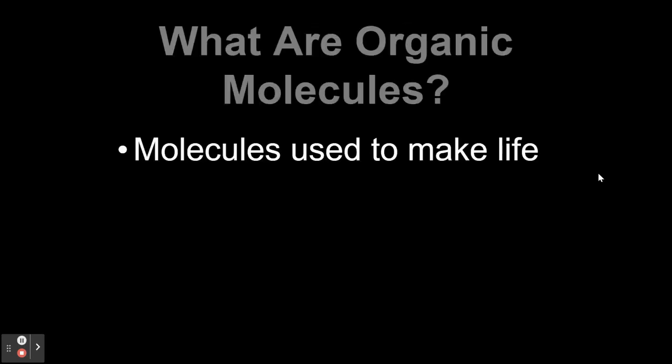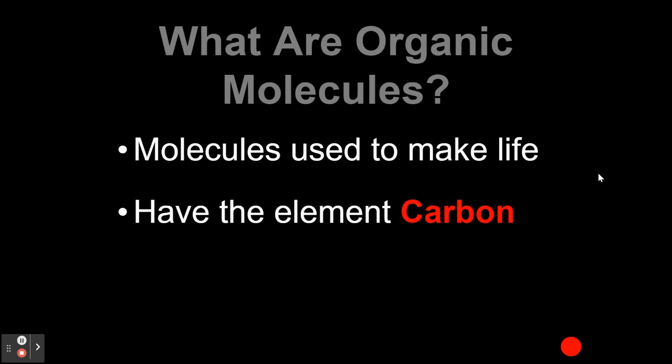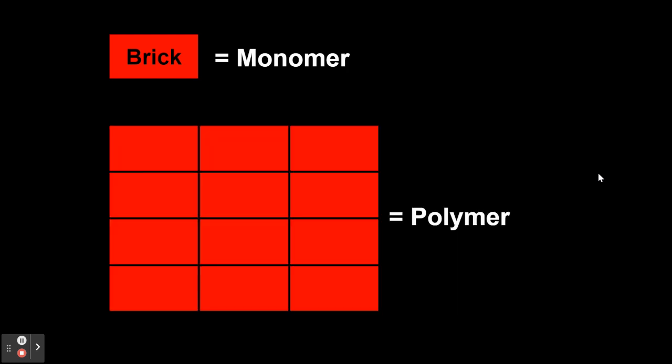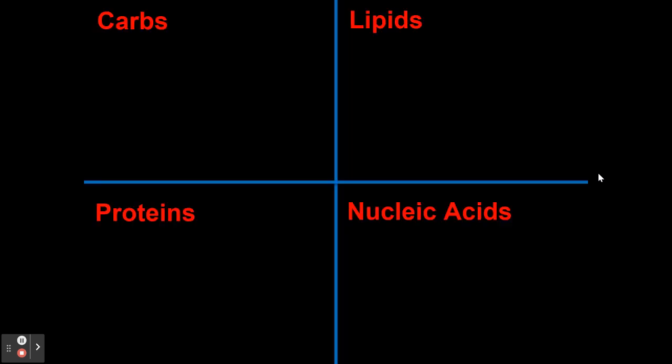Organic molecules are the molecules used to make life, and they all have the element carbon in them. And we have monomers. Those are like bricks, and they can be put together to make a brick wall, which would be a polymer. And those are done by bonding them together.